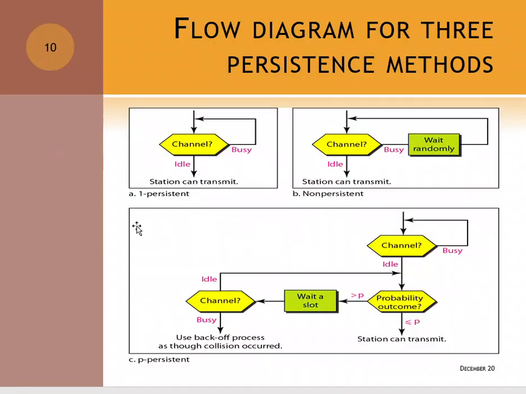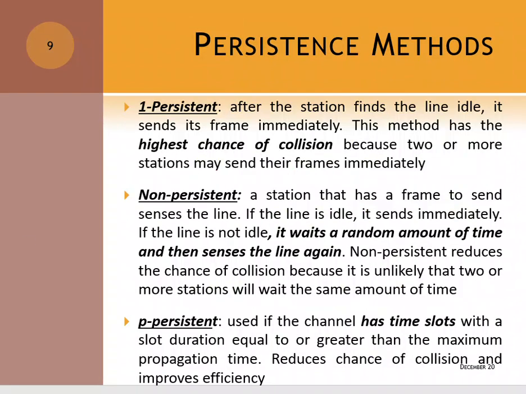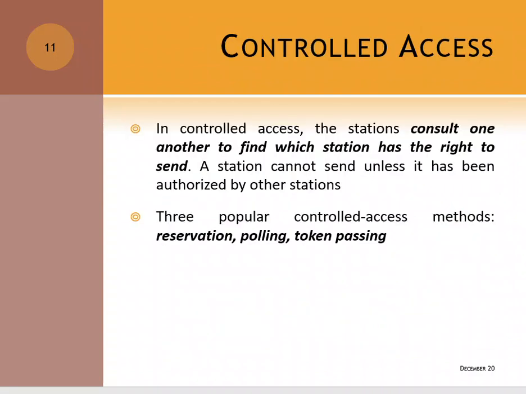Okay, ni adalah flowchartnya. Tapi flowchart ni you don't have to worry about the flowchart. Yang pentingnya you faham perbezaan definition ni antara tiga ni, one persistent, non-persistent and P persistent. Okay, P persistent senang dia nak cam dia ada time slot yang bersamaan ataupun lebih besar daripada propagation time. Okay. Okay, next we move to control access.